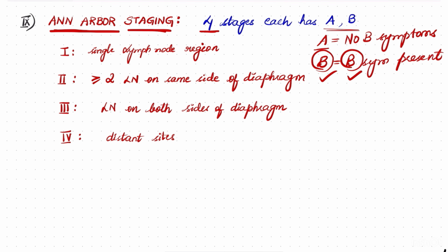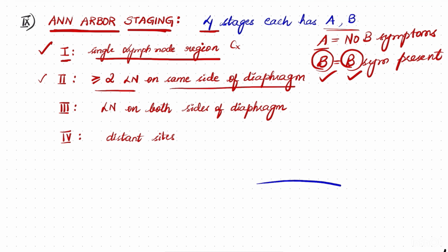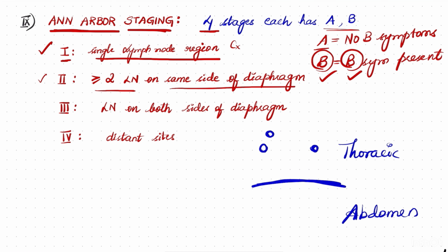So let us see the stages. Stage 1 means a single lymph node region is affected, like the cervical group or the axillary group. Either one single lymph node region will be affected in the first stage. The second stage involves two or more lymph nodes on the same side of the diaphragm. Same side of the diaphragm means, for example, this is the diaphragm, which is a muscular sheath. This is the thoracic cavity, this is the abdominal cavity, and on the same side two or more lymph nodes get affected.